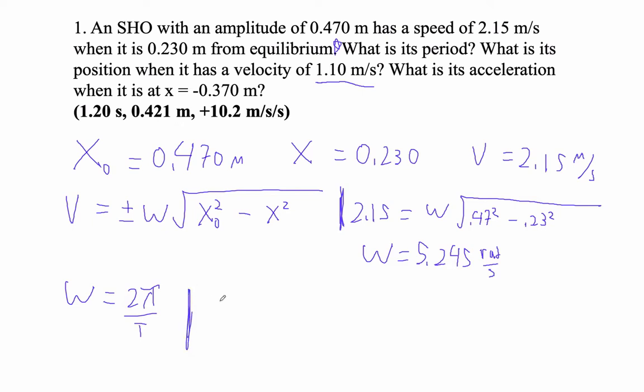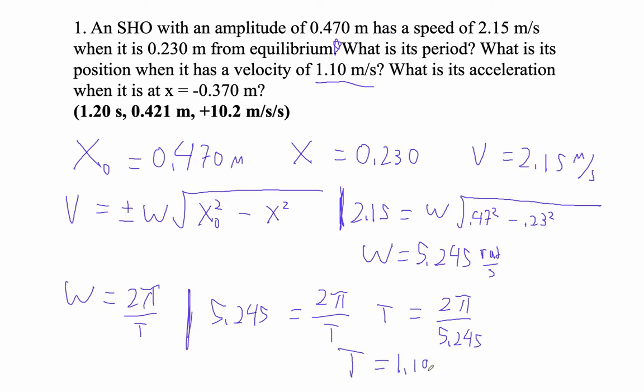So 5.245 is 2 pi over T. So therefore T is 2 pi divided by 5.245. So let's figure this out. I could do this: 2 pi divided by the answer I just got. And I get that the period is 1.1978 seconds. So that's our first answer, right?